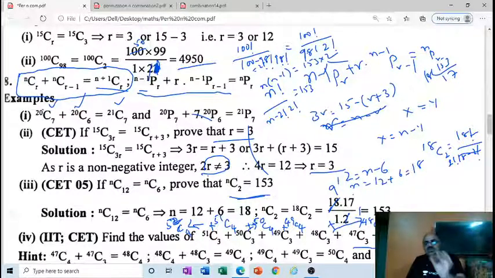Add those two, the first two elements, and you get 48C4. Add that with 48C3, you will get 49C4. 49C4 plus 49C3, you will get 50C4. 50C4, add it with 50C3, you will get 51C4. 51C4, add it with 51C3, get 52C4.